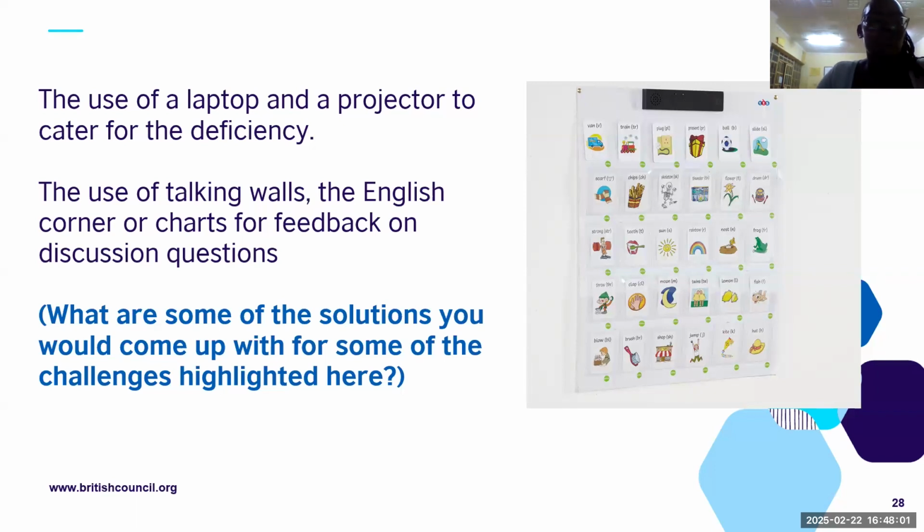And we also felt where those machines were not there, where projectors were not there, then what could the teacher use? Because all these resources are in the British Council website. If you took them, was there a way in which you could bring them to the learners? Could you use a talking wall, for example? Could you have an English corner? Just a blackboard where learners write what they're thinking. And that is still feedback, you'll still find it.